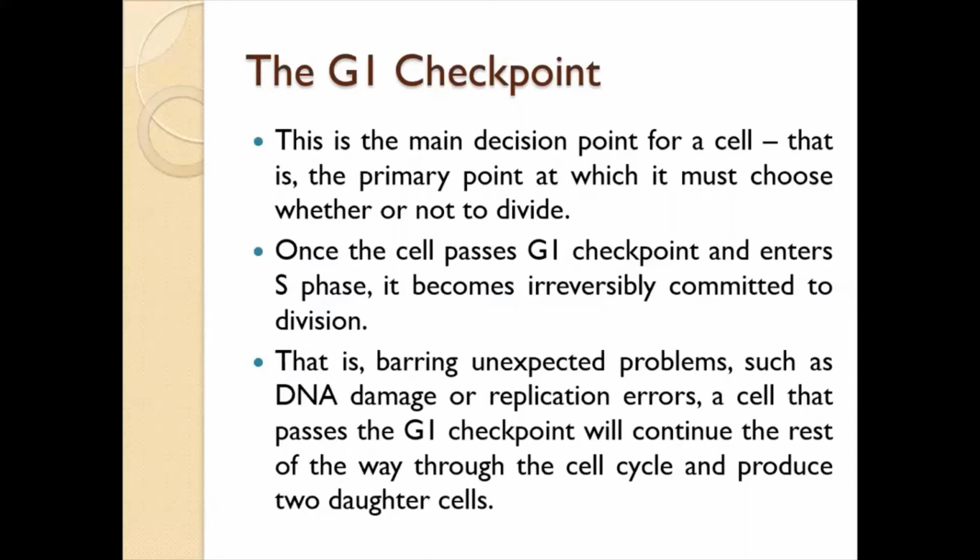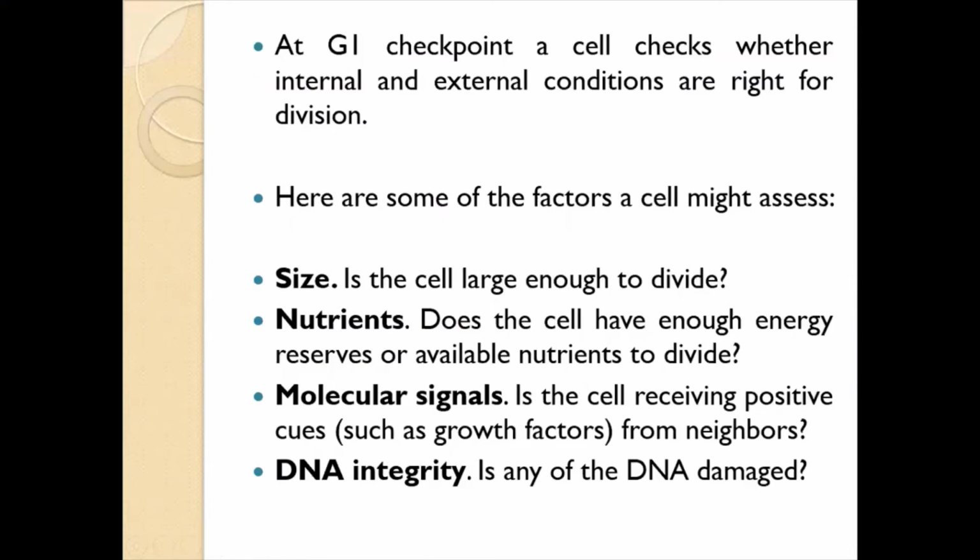So that is why at the G1/S checkpoint, the cell has to decide whether to go forward or not, because of unexpected problems such as DNA damage or replication error. A cell that passes the G1 checkpoint will continue the rest of the way through the cell cycle and produce two daughter cells. At the G1 checkpoint, a cell checks whether internal and external conditions are right for division or not.